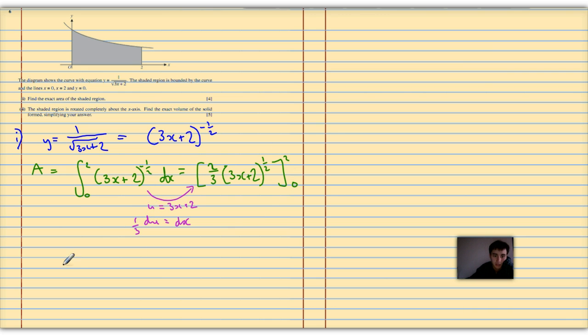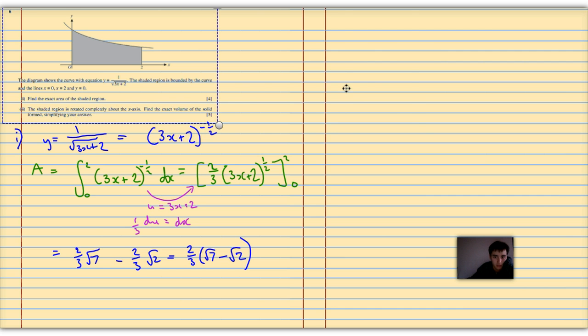Okay, so when we do that, we find that we get 2/3 of 3 times 2 is 6, plus 2 is 7, so 2/3 root 7 minus 2/3 root 2, or 2/3 of root 7 minus root 2. Lovely. So that's the exact area of the shaded region.